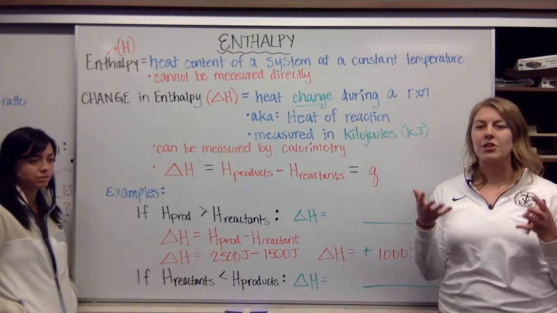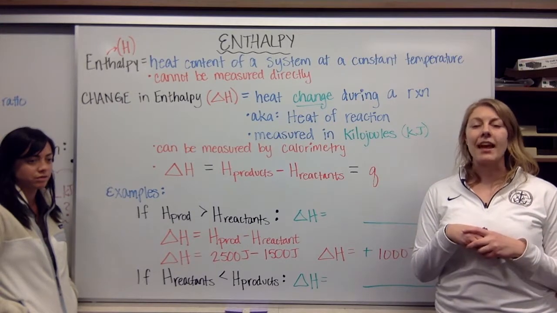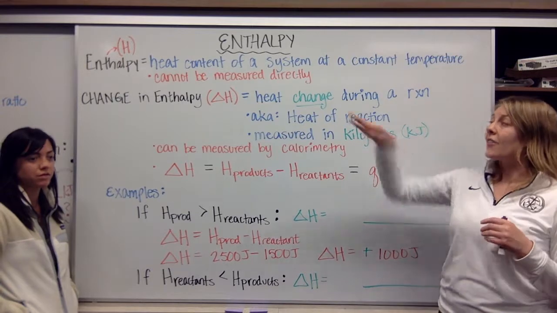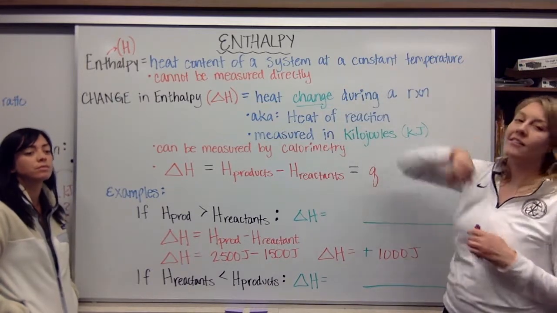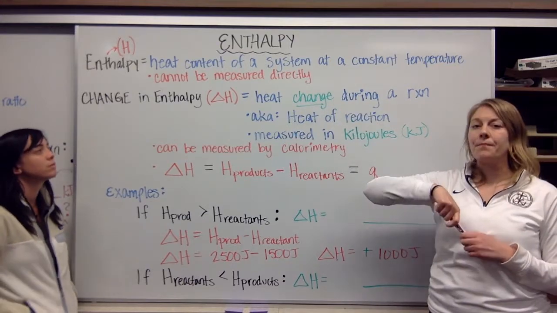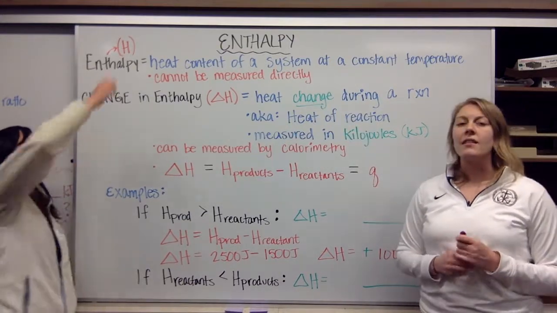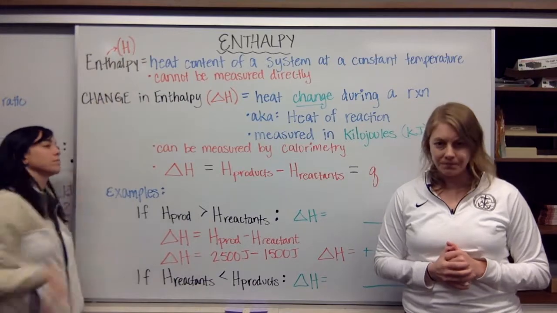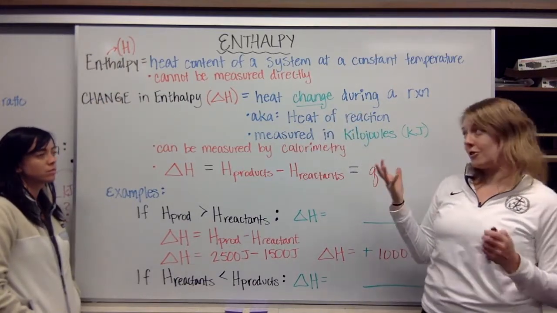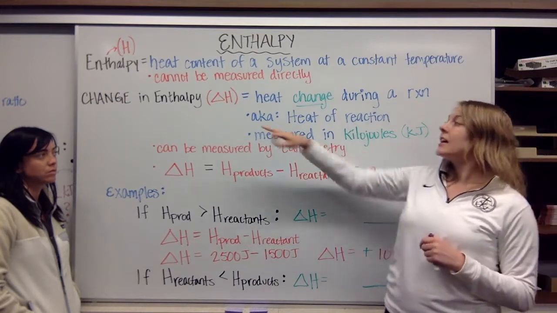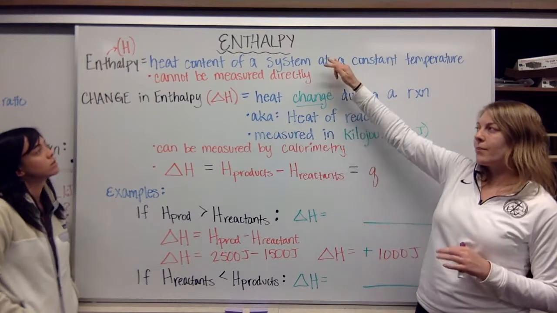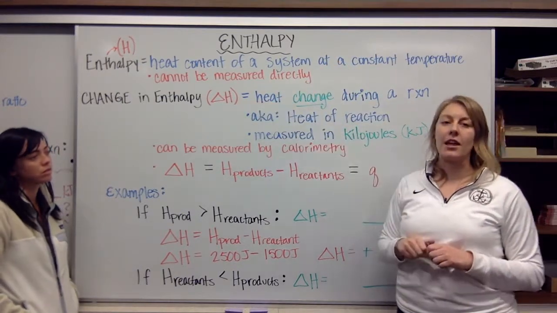And remember, when we were talking about heat, it's the energy transfer due to temperature differences. That was heat. Enthalpy, we're talking about constant temperature. This is something that cannot be measured directly. The symbol for enthalpy is capital H. However, we can measure a change in enthalpy, which is our delta H. So we can't really measure H, we can measure that change in enthalpy.